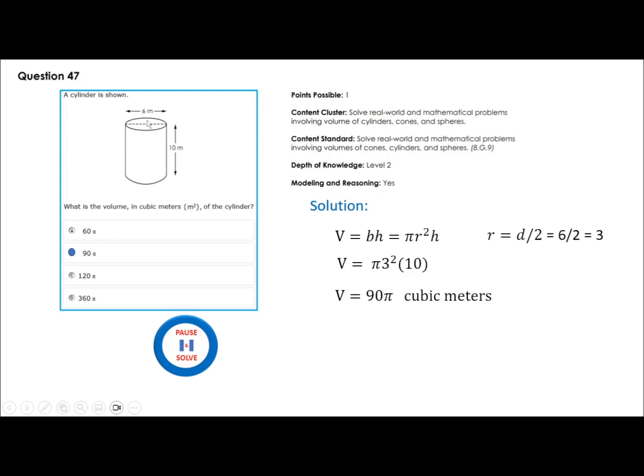If you use 6, here's what happens. You get 360 and you think that you found the answer. It's incorrect, okay? So be careful about that. Be careful. Many students make this mistake.